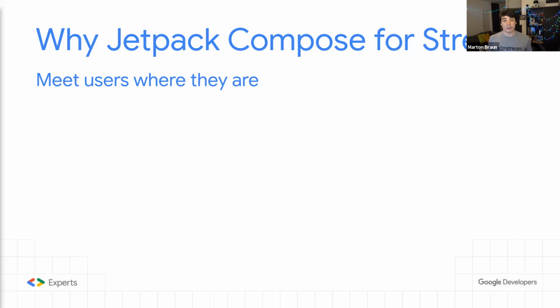Now, let me talk a bit about why Compose is really exciting for Stream. At Stream, we build a chat API, a backend service that we sell, and we also build front-end clients for this and also backend clients. On the front end, we have clients for native Android and iOS in Kotlin and Swift respectively, but we also want to meet users where they are. So we also have support for cross-platform frameworks.